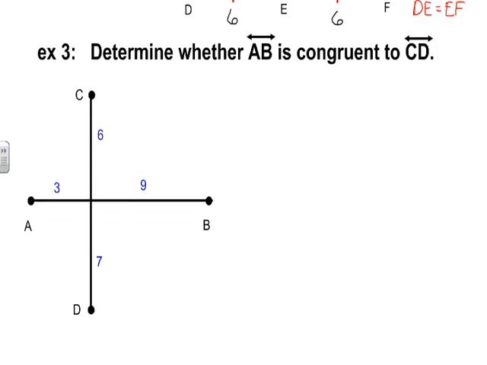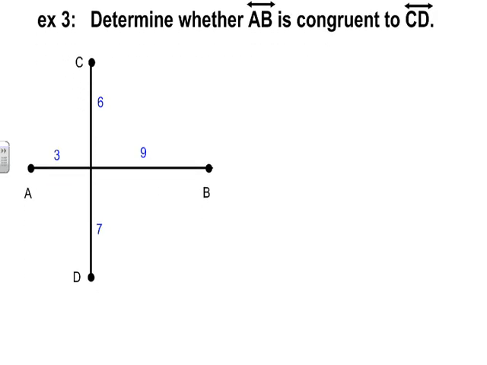Alright, let's take a look at example 3 here. We're deciding whether segment AB is congruent to segment CD. If AB is congruent to CD, that means that their measures are equal. AB is broken up into 2 segments. One has a measure of 3 and the other is 9. According to our addition postulate, AB would be equal to 3 plus 9. So AB is equal to 12.